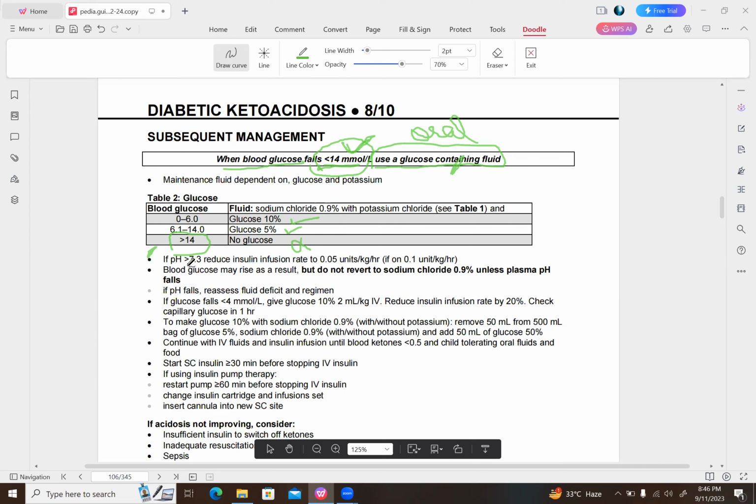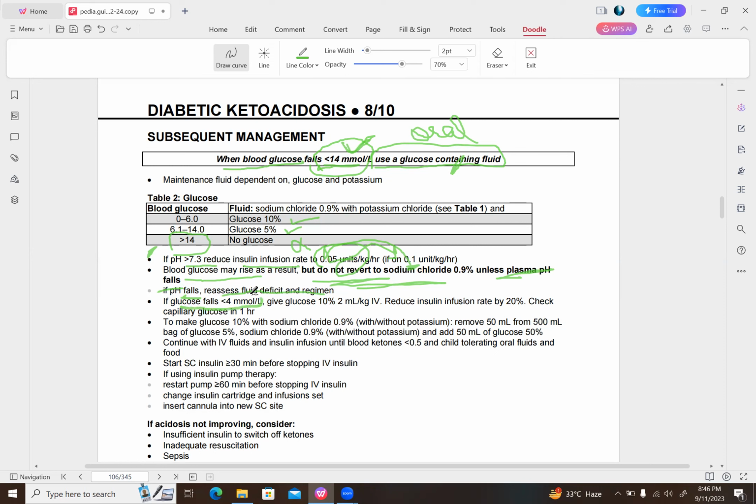All right, if pH is more than 7.3, reduce the insulin infusion rate from 0.1 to 0.05. Blood glucose may rise as a result. Do not revert to sodium unless plasma pH falls. Wait for the pH. If pH falls, reassess the deficit and follow the same regime.